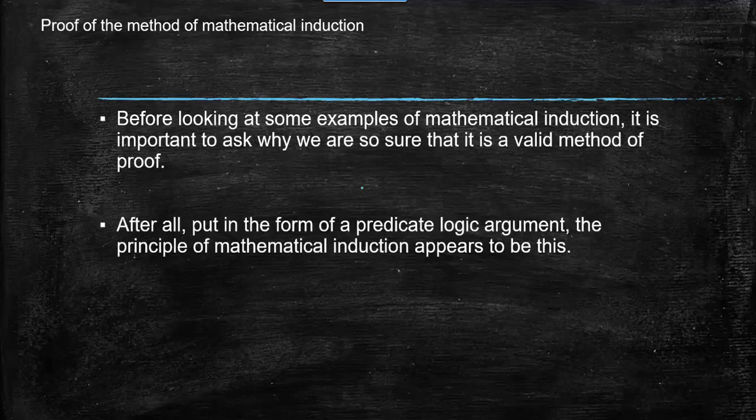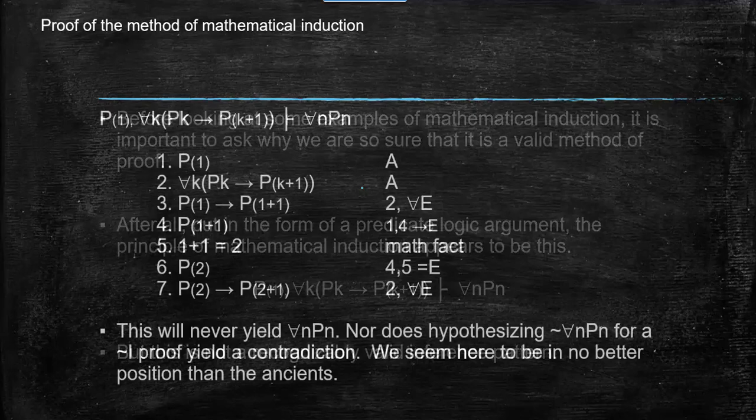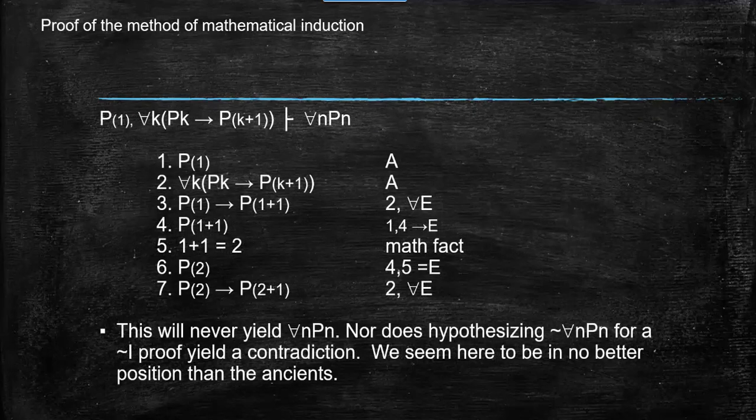So after all, put in the form of a predicate logic argument, the principle of mathematical induction appears to be this: P of 1, premise 1; premise 2, for all k, if Pk, then P of k plus 1; therefore, for all n, Pn. But this is not a recognizably valid inference pattern. If we do predicate logic on it, it's going to look like this.